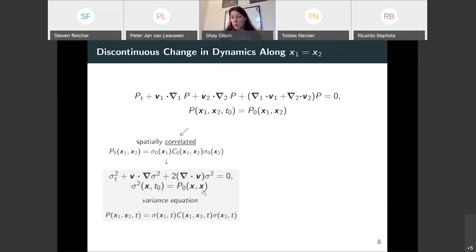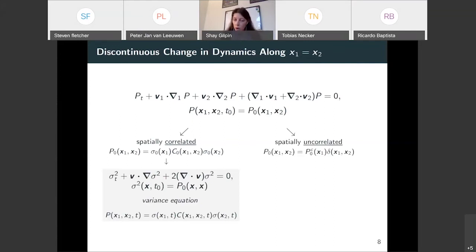And this is exactly what we expect to see along the diagonal of our covariance. So this is the case where we have a spatially correlated initial covariance. We will see the variance evolving along the diagonal. But now let's consider the case where we have a spatially uncorrelated initial covariance.